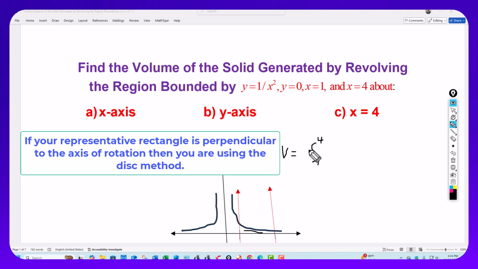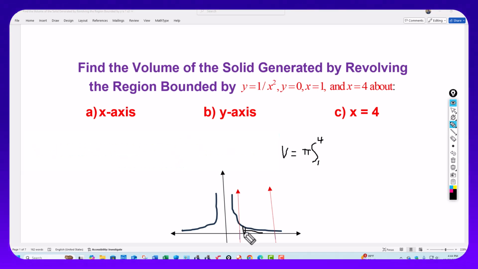And it's pi r squared, but I put the pi out here. And I'm going to draw my representative rectangle here. The axis of revolution is the x-axis, so it's horizontal, so I want my disk or rectangle to be perpendicular. And remember, when you integrate, it's really taking an infinite number of rectangles and computing the volume when you rotate each one of them. That's what the integral does from 1 to 4. So this width here is dx, that's going to be over here at the end.